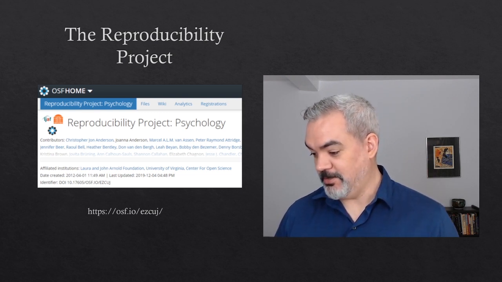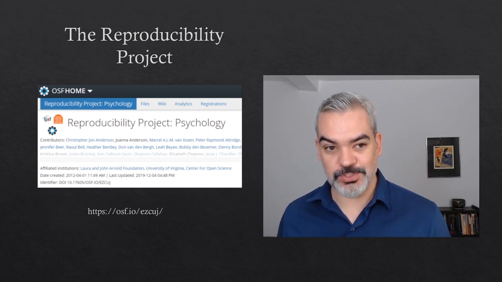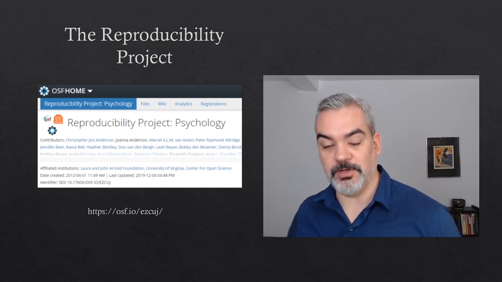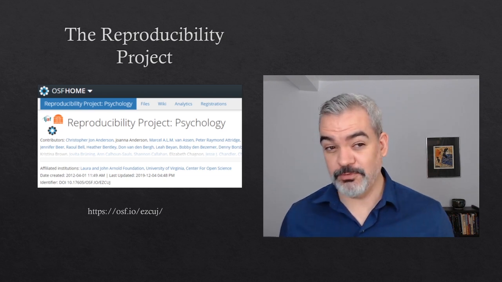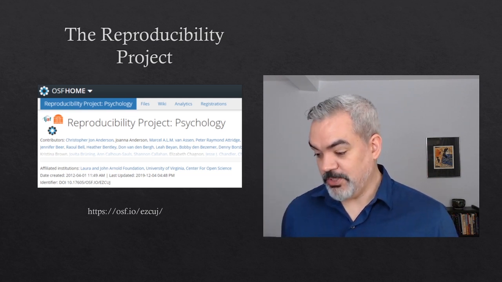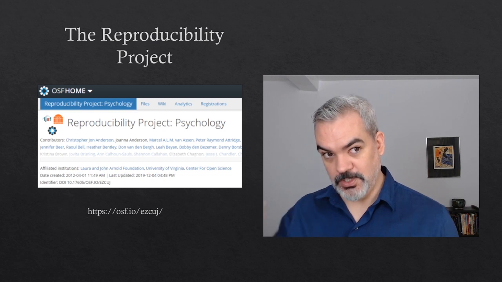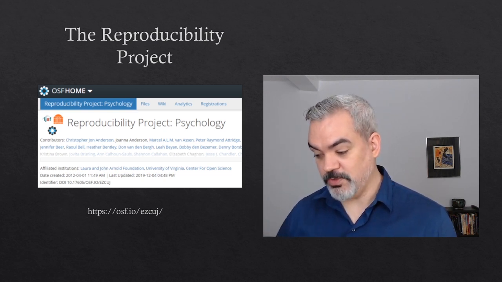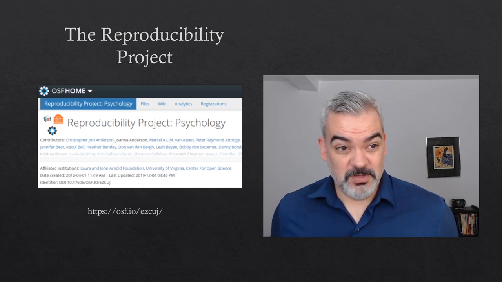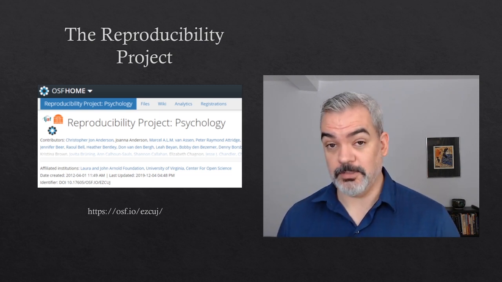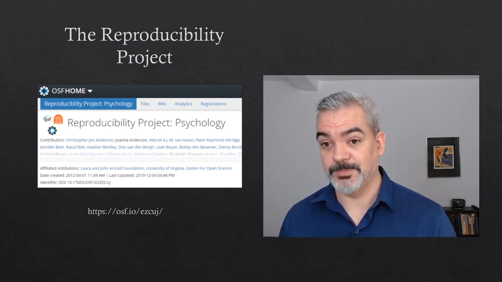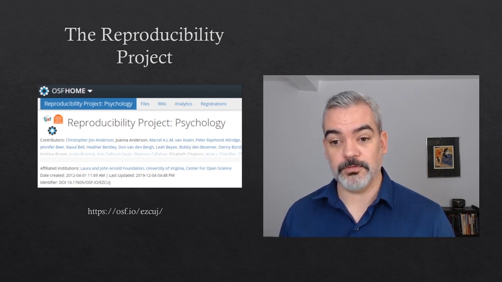So they say the replication effects were half of the magnitude of original effects. Magnitude is different than statistical significance. The magnitude is how big the effect is rather than how likely it is due to chance. The magnitude of effects were on average about half the original studies. 97% of the original studies had statistically significant results, so they have p-value less than 0.05, whereas 36% of the replications had statistically significant results. So something like a third of these attempts to replicate produced the statistically significant signal that would have been necessary for them to publish in the first place, which was pretty shocking for the discipline of psychology.